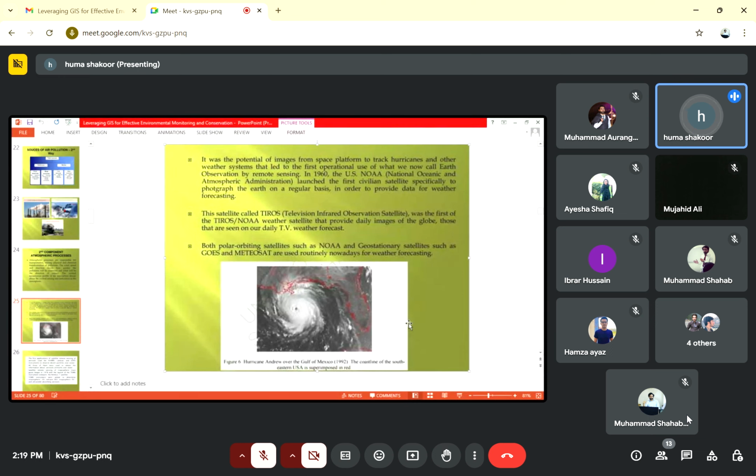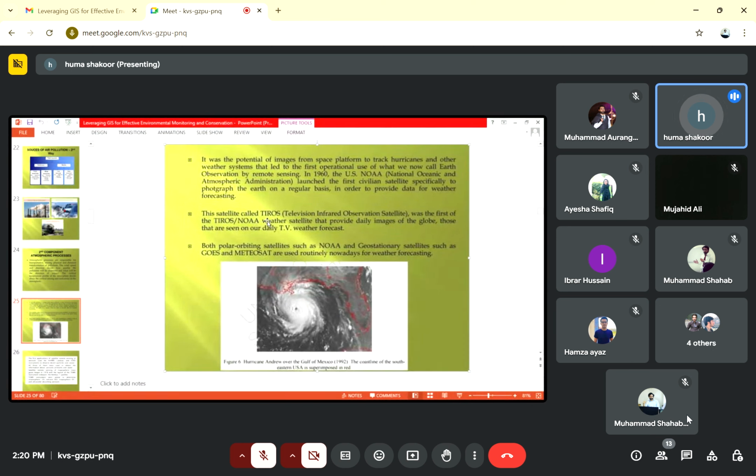And in 1960, the U.S. NOAA, National Oceanic and Atmospheric Administration, launched the first civilian satellite specifically to photograph the Earth on a regular basis in order to provide data for weather forecasting. So the first satellite was made in 1960 by the US NOAA to give information from the satellites in the form of photographs for weather forecasting.